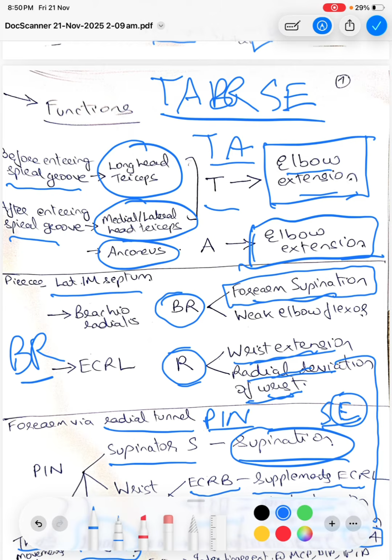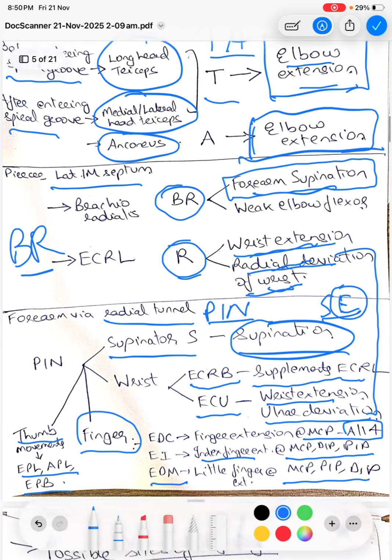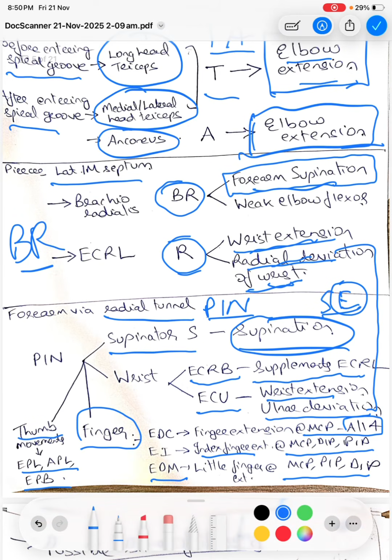Then and only then you can understand the radial nerve palsy and wrist drop concept. Okay. Posterior compartment, it supplies TA, triceps and anconeus. Function is elbow extension. In the anterolateral compartment, going distally, it supplies BR, that is brachioradialis, and ECRL. Brachioradialis function is forearm supination and ECRL function is wrist extension and the radial deviation of the wrist.